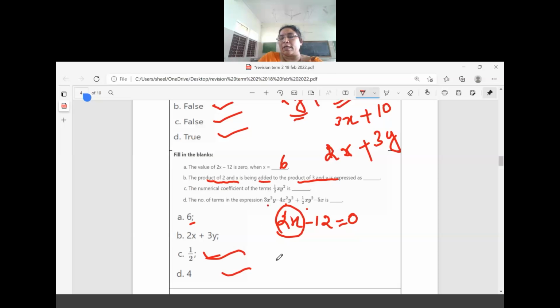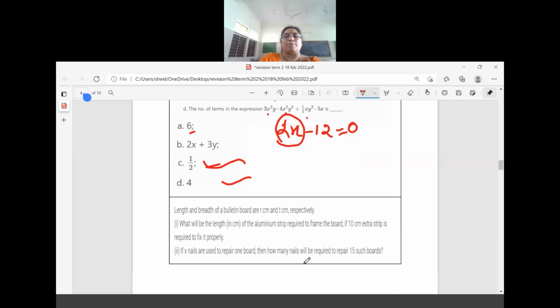Next, the product of 2 and x is being added to the product of 3 and y, then it will be 2x plus 3y. Then the numerical coefficient is half. How many terms? It is 4 only.